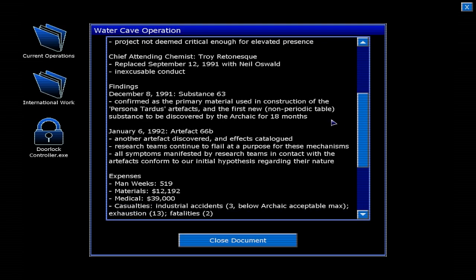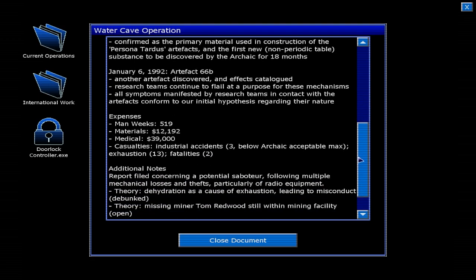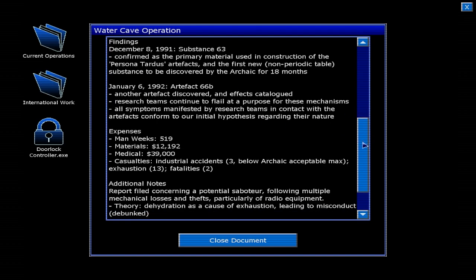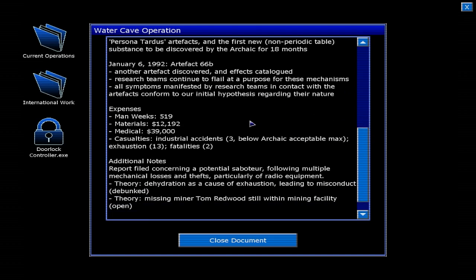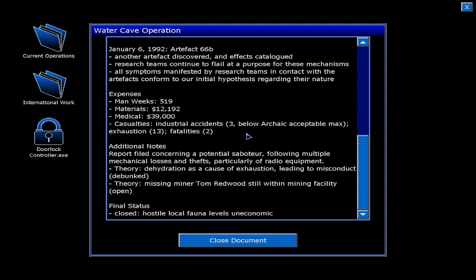Findings. Confirmed as a primary material in construction of Persona TARDIS artifacts and first new non-periodic table substance to be discovered by the Archaic for 18 months. Okay, another artifact was discovered and effects were cataloged. So this is the 66B. Research teams continue to flail at a purpose for these mechanisms. All symptoms manifested by research teams in contact with the artifact conform to our initial hypothesis regarding their nature. Okay, 2 industrial accidents, 3 below archaic acceptable max, exhaustion, 13 fatalities, 2.